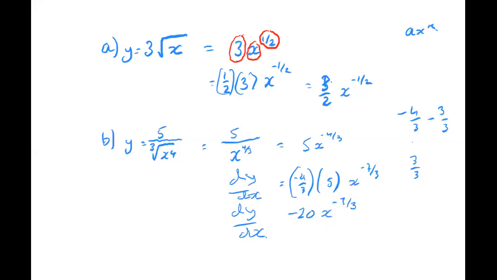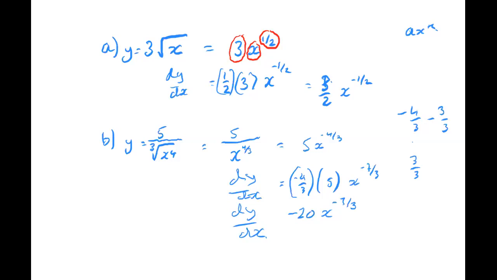Right. So we're differentiating 3 times the square root of x. We have to write the square root of x as x to the power of 1/2. Then we can apply the ax to the n rule. So we bring the 1/2 down and multiply times the 3 times x, and we take 1 off the index. So if we take 1 off 1/2, we end up with -1/2. And then we do the multiplication. So the derivative of 3 times the square root of x, dy by dx is equal to 3/2 x to the -1/2.